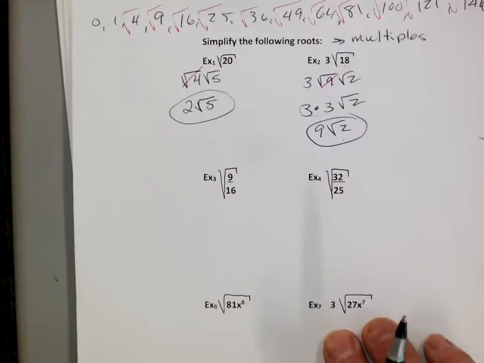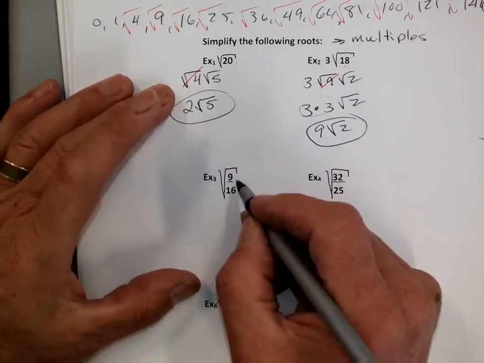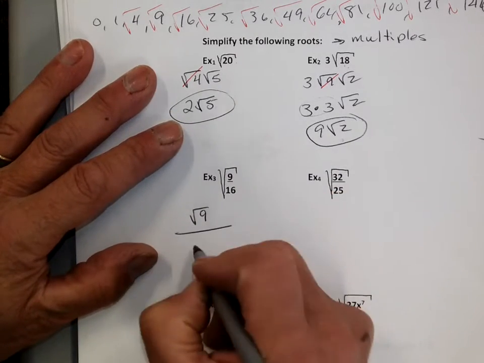Okay, example 3. Example 3 is not that hard, but one of the things we see in example 3 is that you can break them up into 2 different square roots. You can rewrite it as the square root of 9 over the square root of 16.